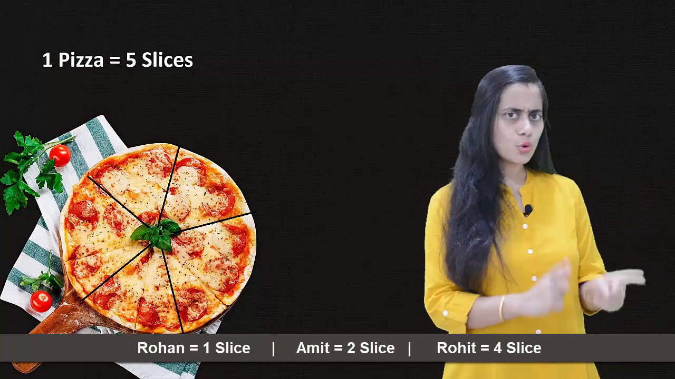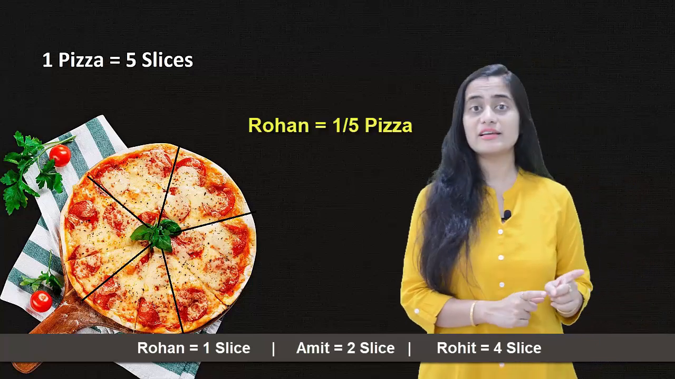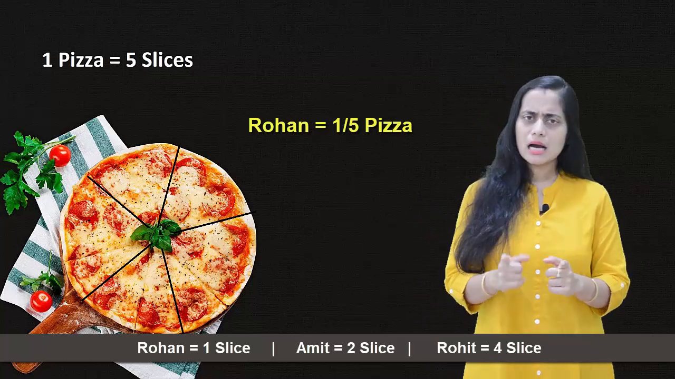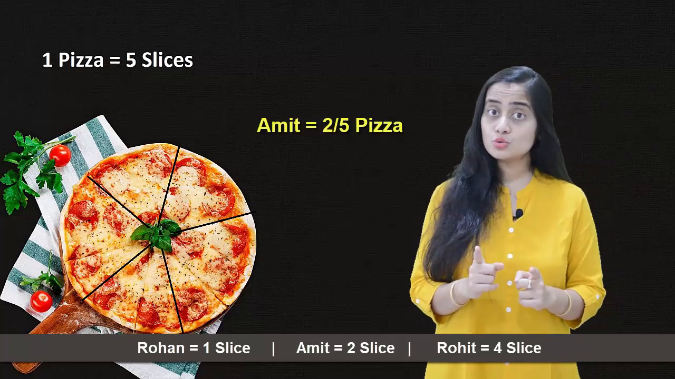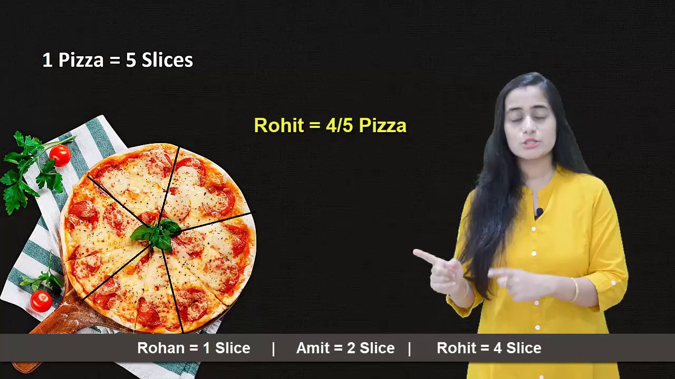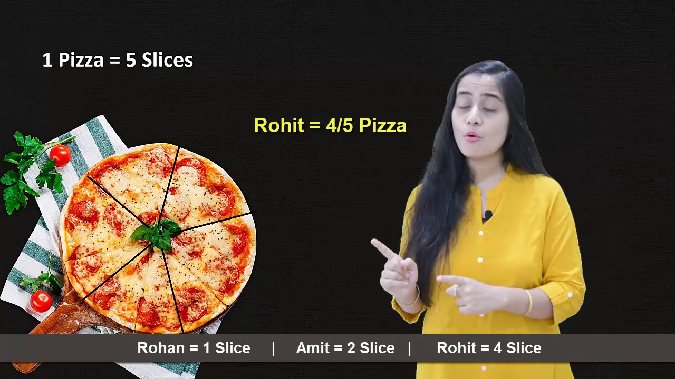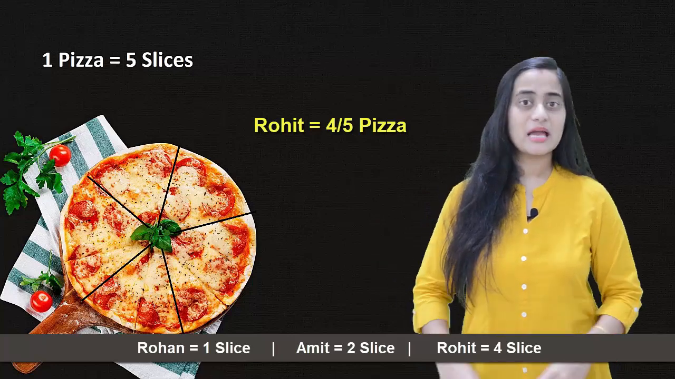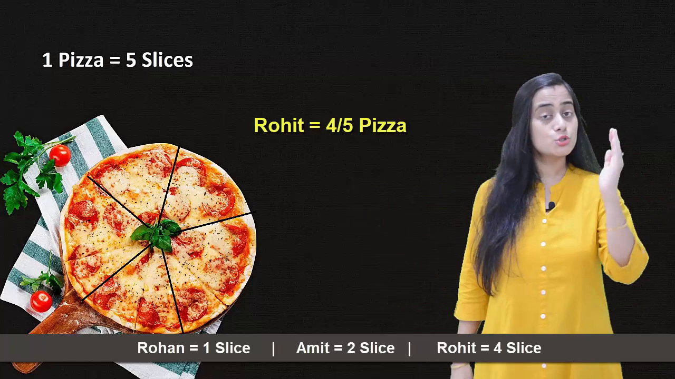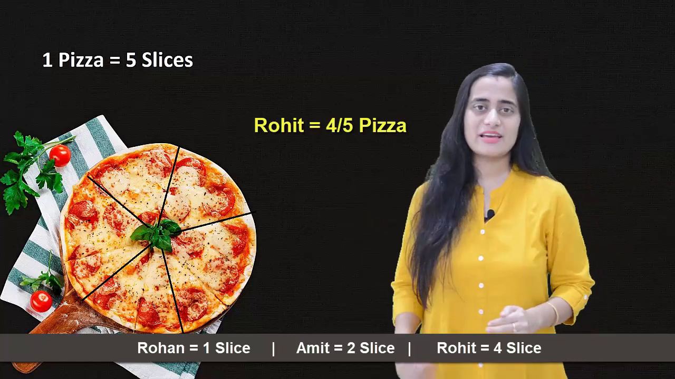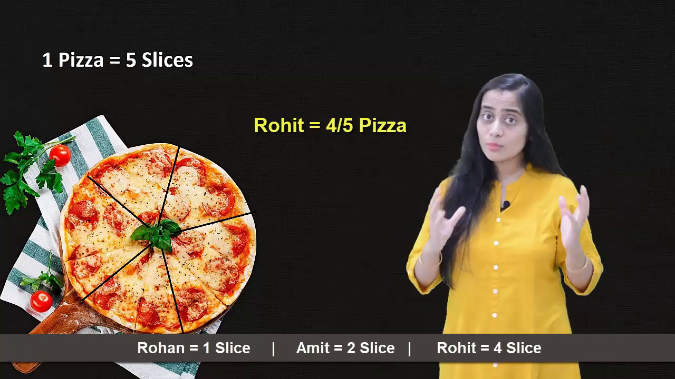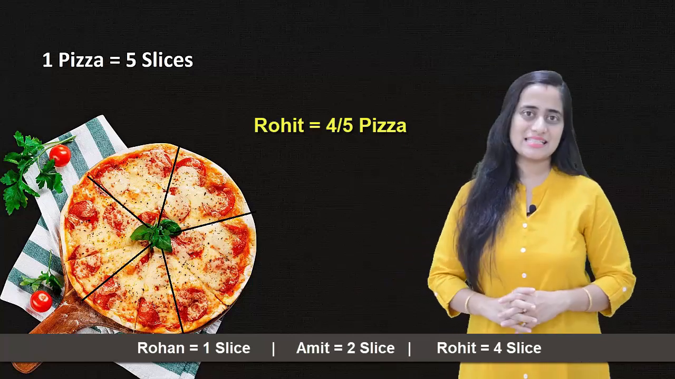So when it comes to Rohan, he ate one out of five slices, that is 1/5 of the pizza. Amit took two slices, so 2 out of 5, that is 2/5 of the pizza. Rohit took 4 out of 5, that is 4/5 of the pizza. Now all these numbers, 1/5, 2/5, 4/5, are fractions. So fractions tell us how much of the total it is.